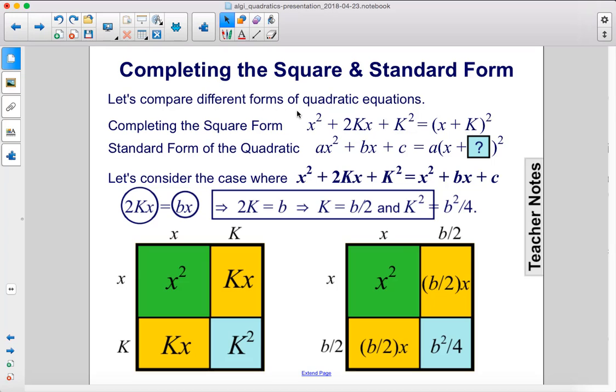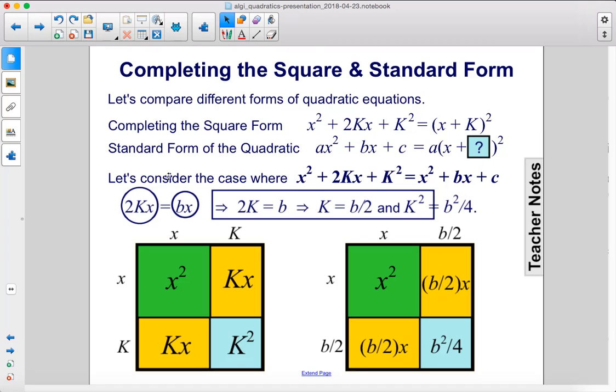Let's compare different forms of quadratic equations. We have completing the square form, which is x squared plus 2kx plus k squared equals x plus k squared. We have the standard form of the quadratic, ax squared plus bx plus c equals a times x plus question mark squared.